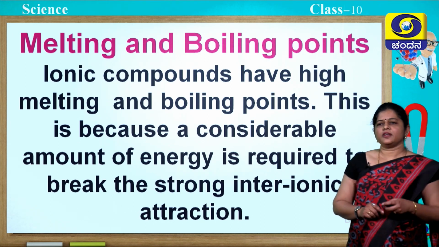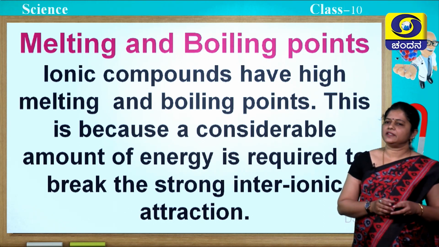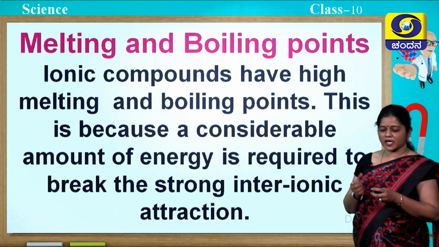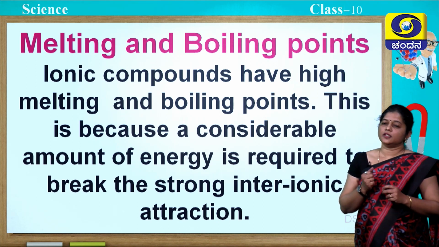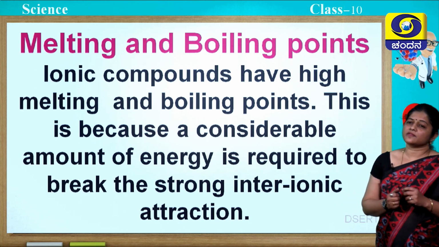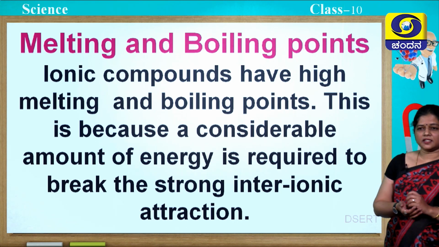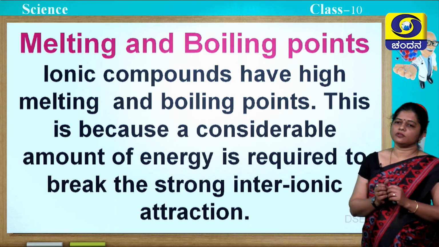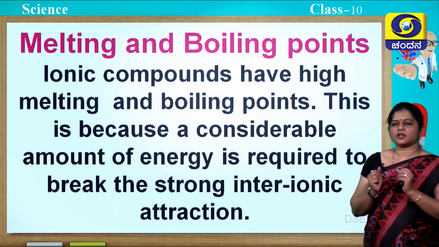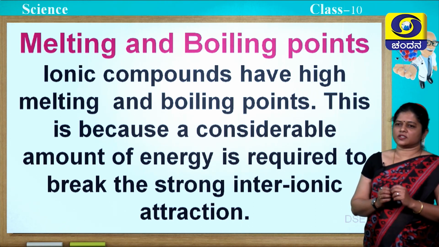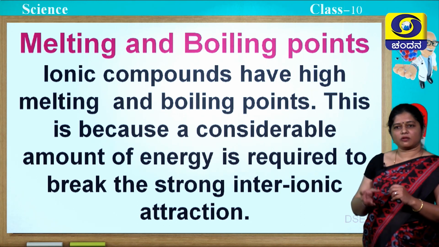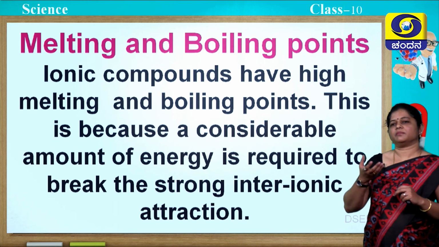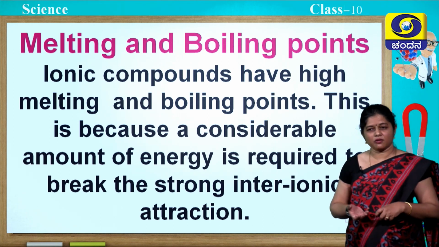All ionic compounds have high melting and boiling points. This is because of the considerable amount of energy that is required to break the strong inter-ionic force of attraction that exists between the positive and the negative ions, or the cation and the anion. The cation and the anion are bound by a very strong inter-ionic force of attraction. That is why to break that it requires a lot of energy, and this energy is high, and therefore the melting and boiling points of the ionic compounds are very high.